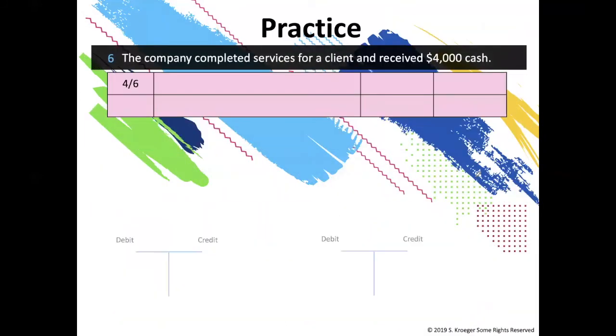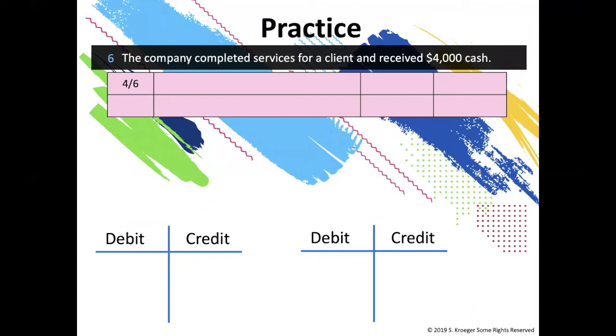On the 6th, the company completed services for a client and received $4,000 cash. This seems pretty easy. We got cash, but why did we get cash? What's it from? It's from our sales, it's from the services, it's from what a business actually does. You know, a business is there to make sales, and that's what happened here. So think for a second of what two accounts are being affected. We have cash and service revenue.